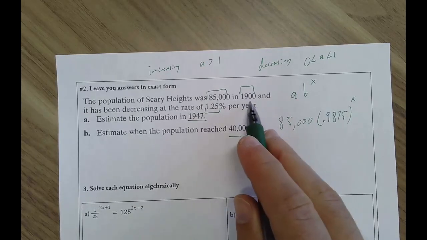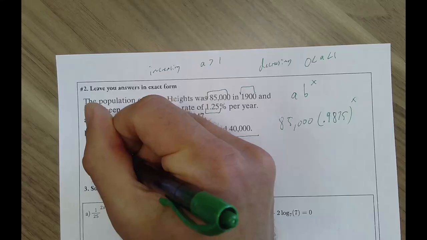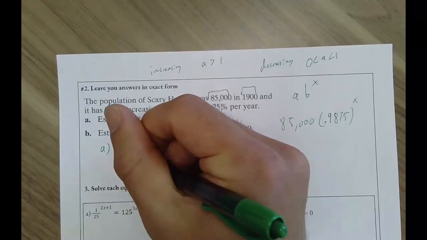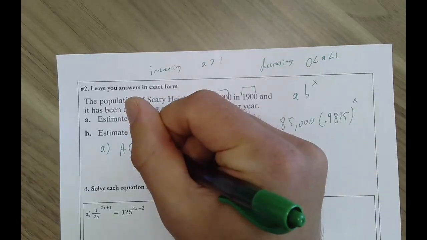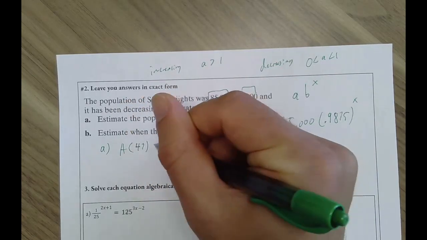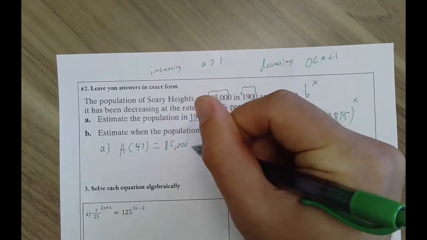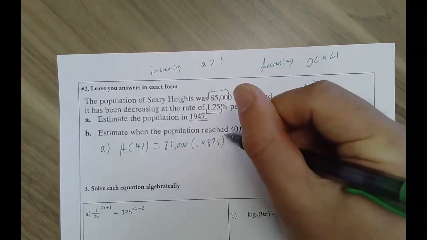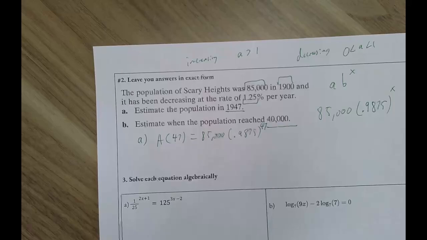So what's the population in 1947? Well, that would be 47 years later than 1900. So we could say A of 47 equals 85,000 times 0.9875 to the 47. And that would be fine. You don't have to do anything more than that. You just set it up, all right?